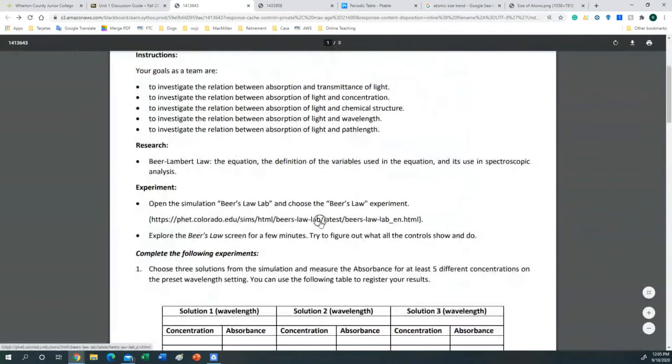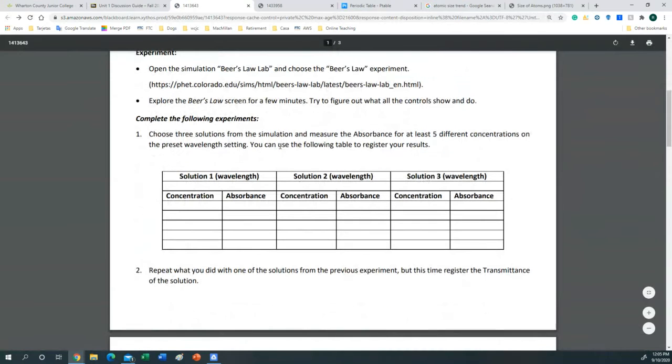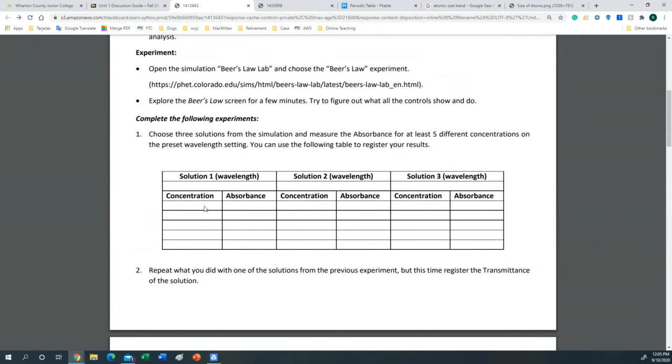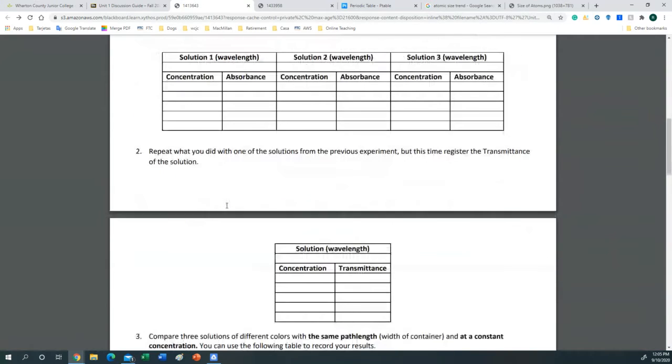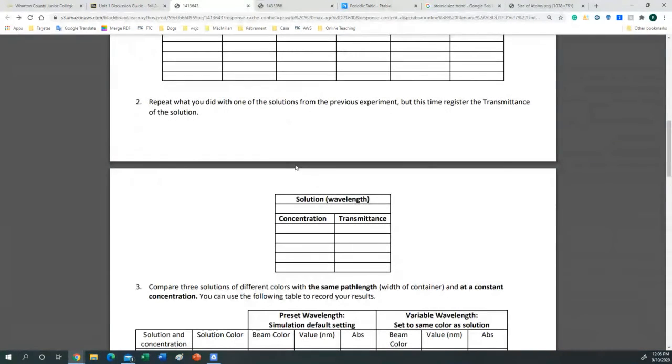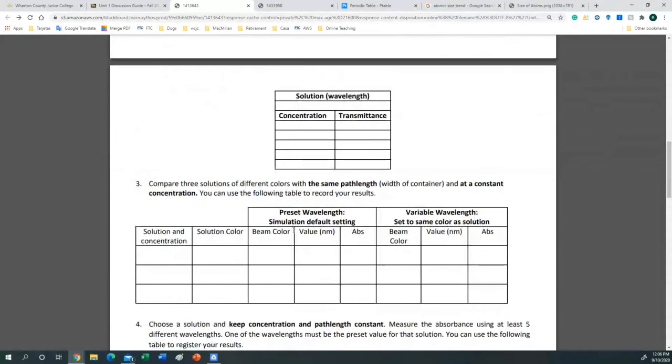3 solutions at 5 different concentrations. So you have to move the concentration. You can register your results here if you want to. You don't have to, okay? But this is just some help you have there to record your results. You don't have to read it, okay? Then repeat what you did, but just with one of the solutions, etc.